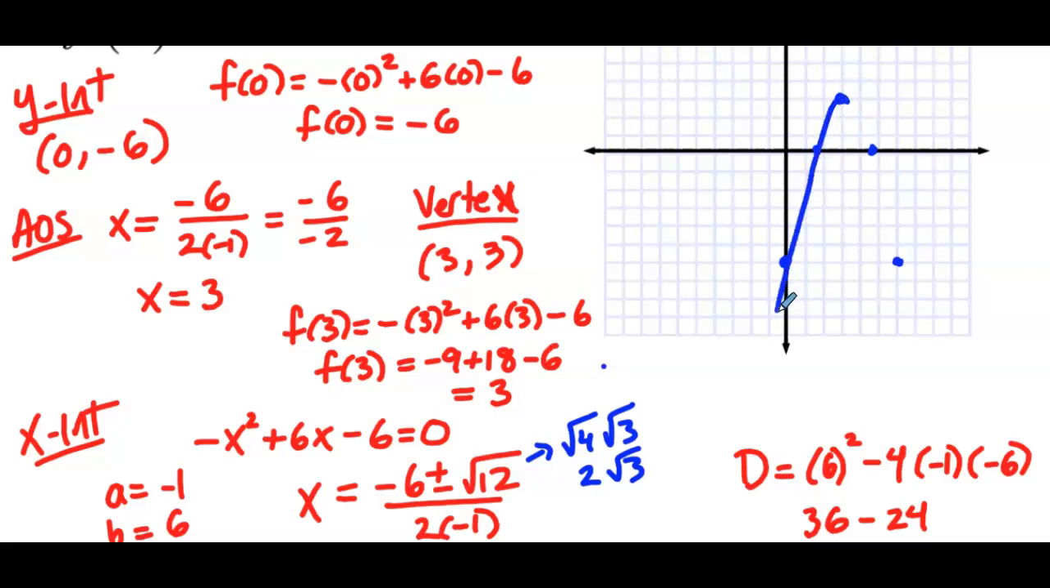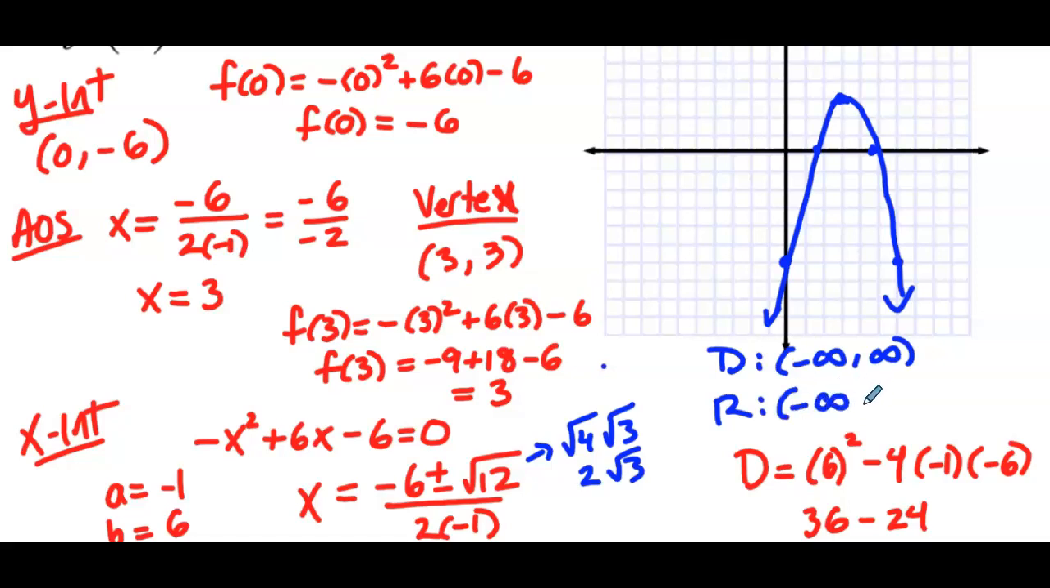And we can sketch our parabolic curve. So the domain is negative infinity to infinity, all reals. And the range is any y value less than or equal to 3. So in interval notation, that would be negative infinity to 3 with a bracket. Okay, that one took a little bit more time. The quadratic formula was a little bit more involved. But nonetheless, we go through the same process, find all of our points, and create our curve.